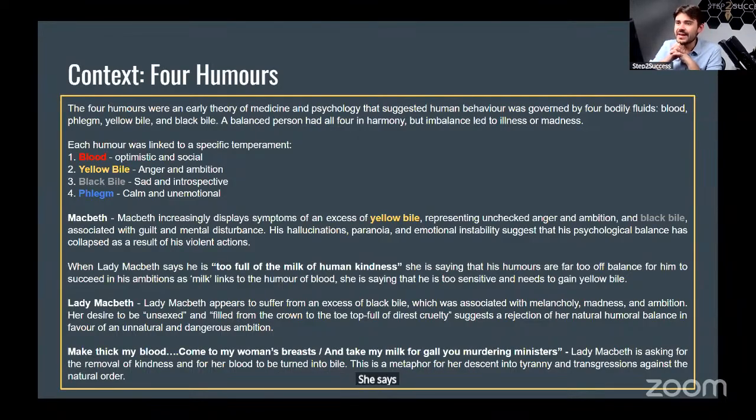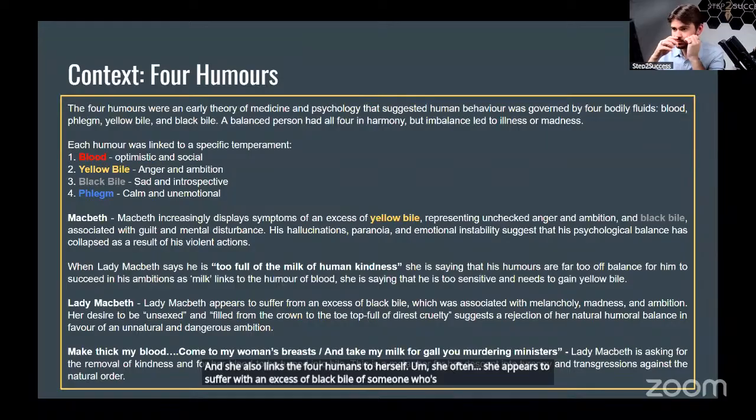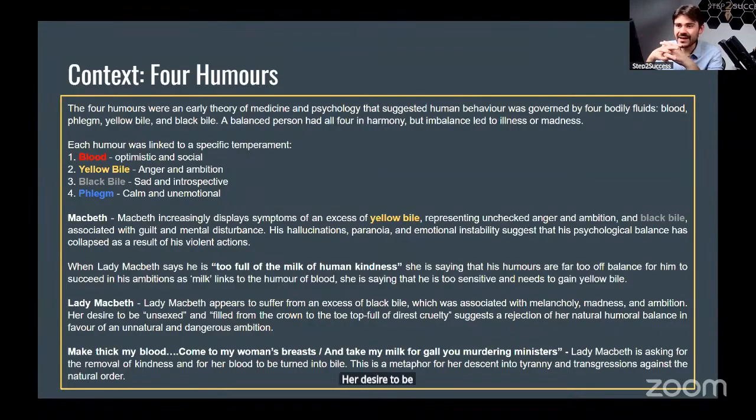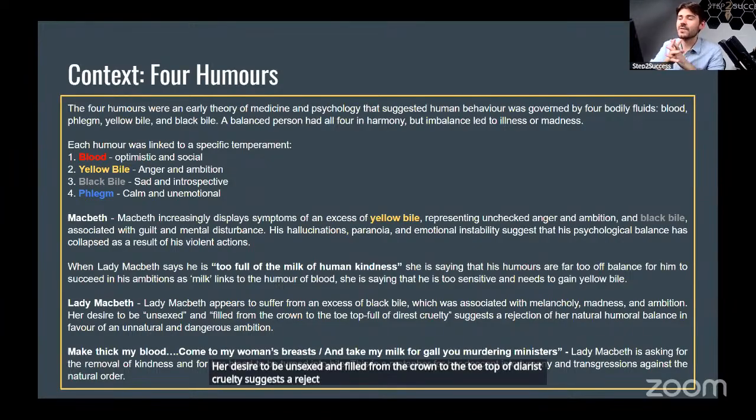She says that he should get rid of milk. He should lower his blood so that he can become more angry and full of ambition. She wants him to gain yellow bile. She wants him to become violent in order to become king. And she also links the four humours to herself. She appears to suffer with an excess of black bile, of someone who's sad and introspective. Her desire to be unsexed and filled from the crown to the toe top-full of direst cruelty suggests a rejection of her natural balance of humours in favour of an unnatural and dangerous ambition.